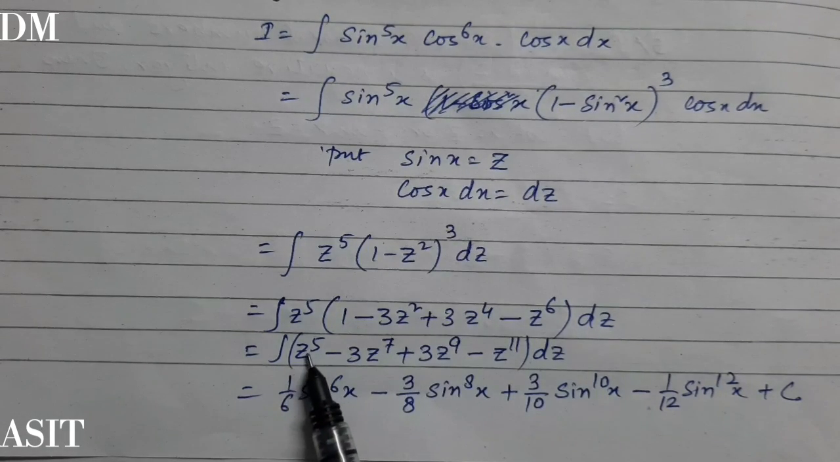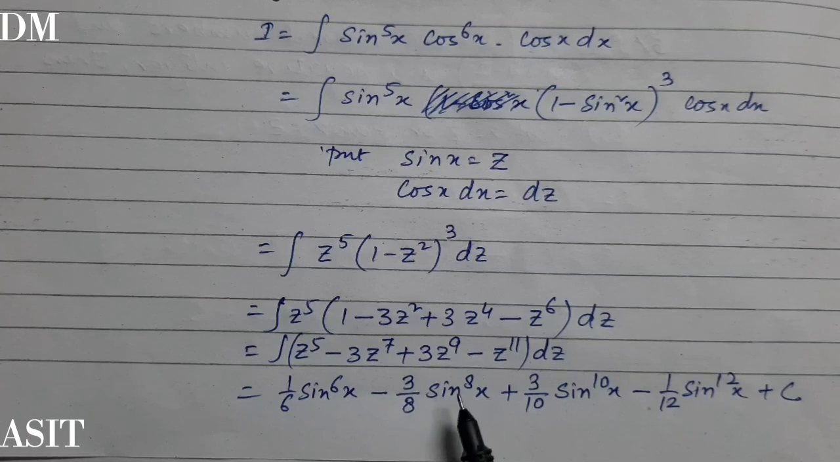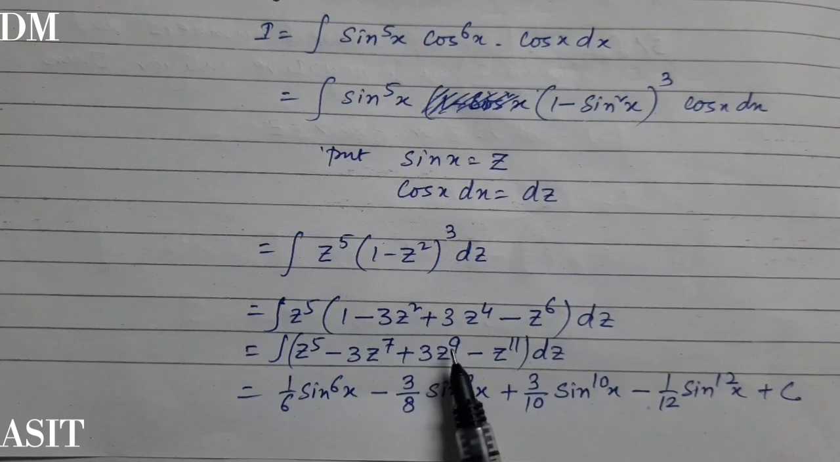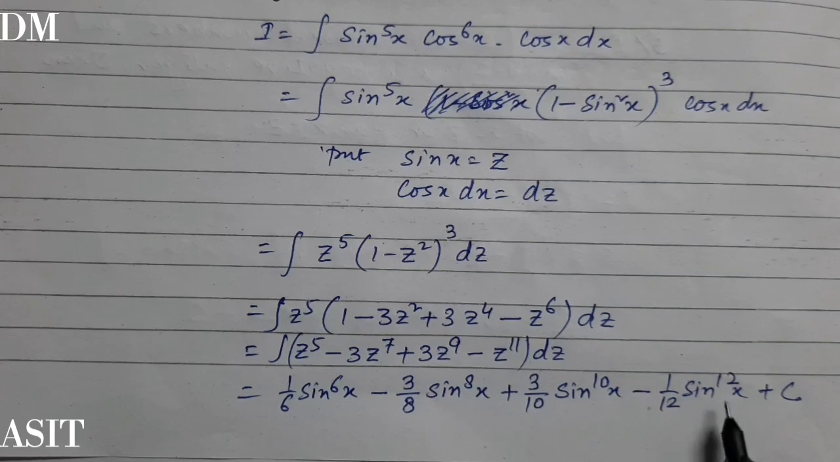So since we know this will be z to the power 6 by 6, we can write 1 by 6 sine to the power 6x. This will be 3 by 8 z to the power 8, so it will be 3 by 8 sine to the power 8x. Now since we know that it is z to the power 10 by 10, it will be 3 by 10 into sine to the power 10x. Now this will be 1 by 12 z to the power 12, so it will be 1 by 12 sine to the power 12x plus.